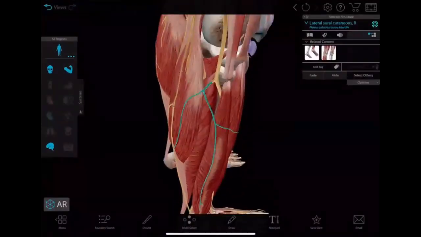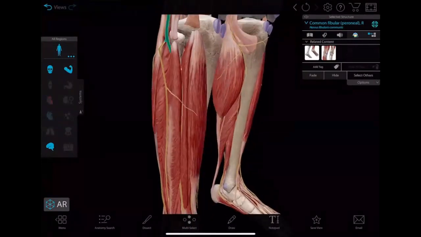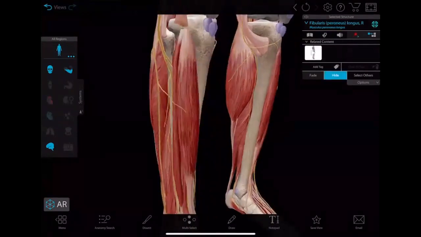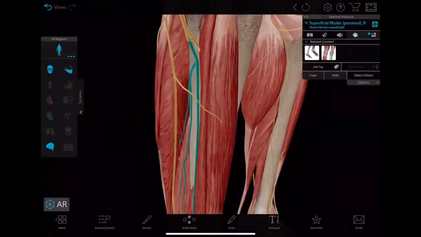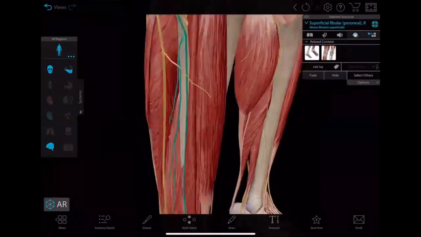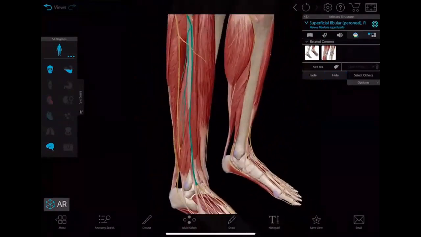We'll see. That is the common peroneal nerve, right? So this is the fibularis longus. This one is the superficial fibular nerve throughout its course. That is the superficial fibular nerve for you.